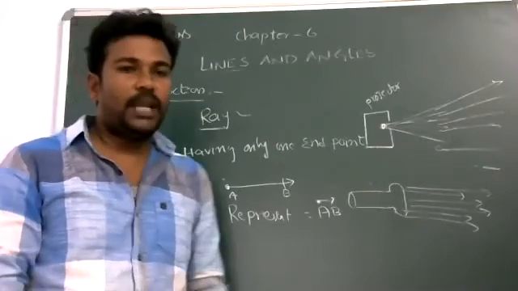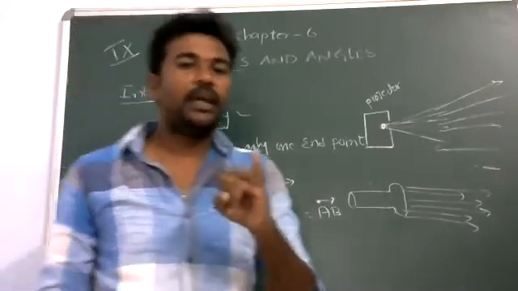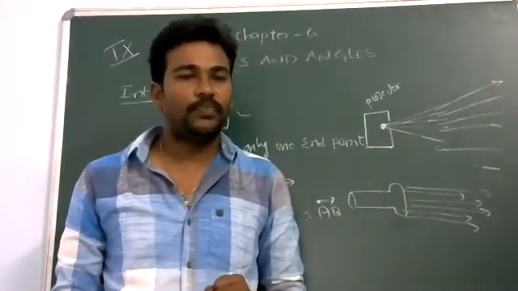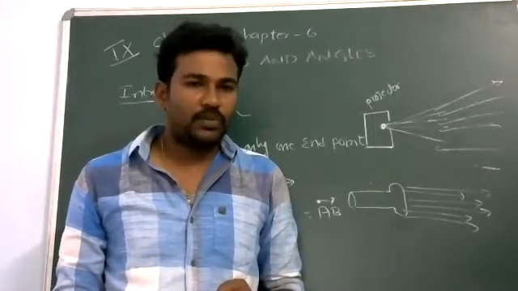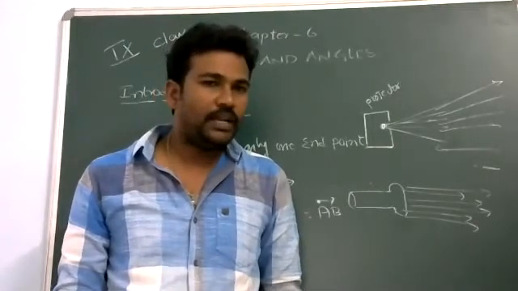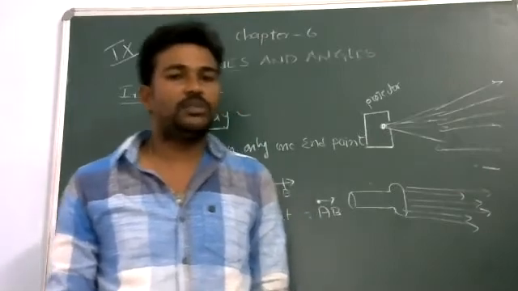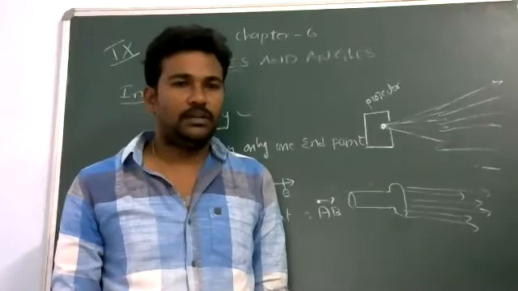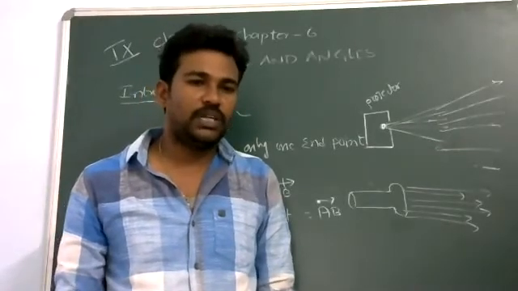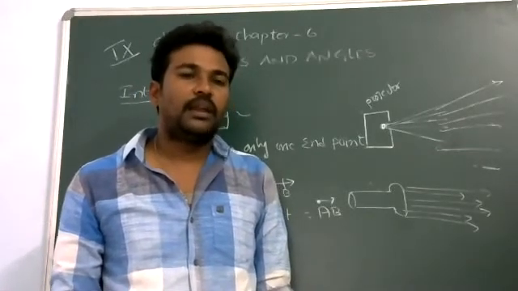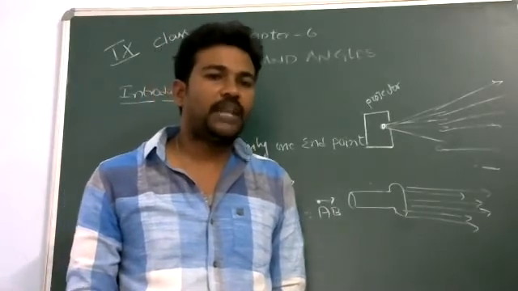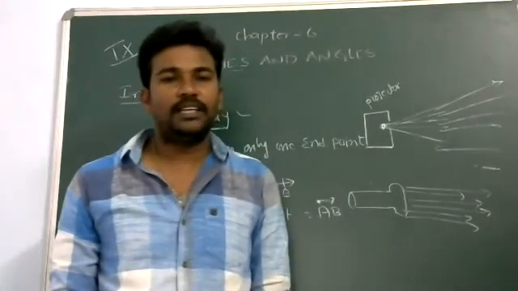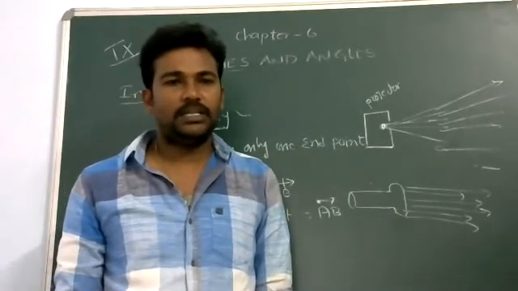What is the first one? Line. What is meant by a line? A line is a collection of infinite points. So it can be extended on both ends. There are no endpoints for a line. In other words, there are no endpoints for the line. So it can be extended on both sides. Now comes the line segment. A line segment means what? A part of the line is called a line segment.